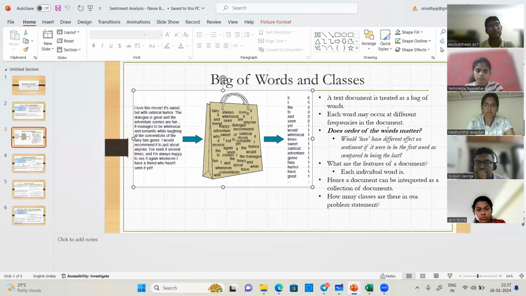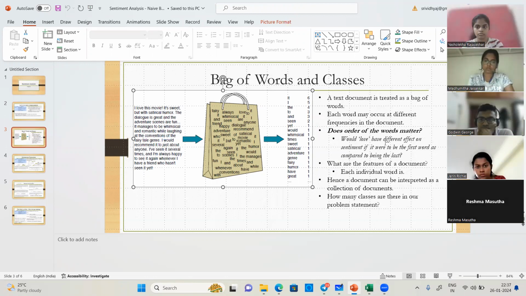By order, I mean, let's say you look at the word love. Would it matter to us from a sentiment standpoint? Would it matter if the word love occurs at the first, let's say you have a sentence and the word love occurs at the start of the sentence? That's one review. Let's say there's another review where the word love occurs at the end of the sentence. Would you differentiate between the first review and the second review, or would you treat them as similar?